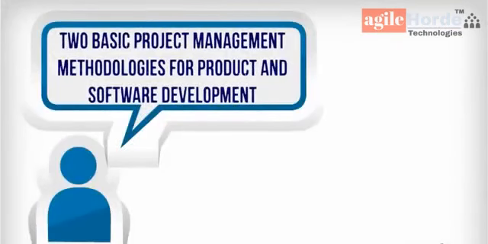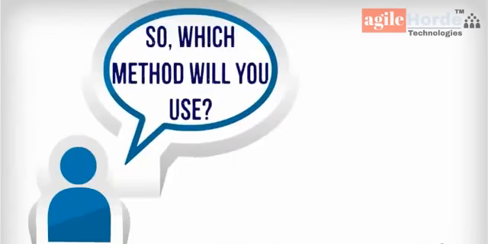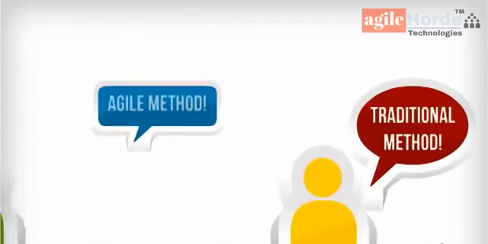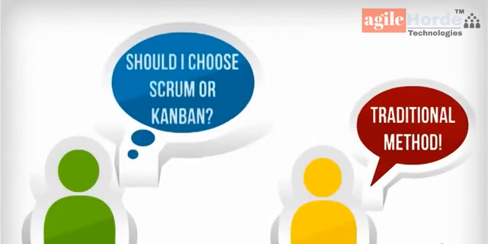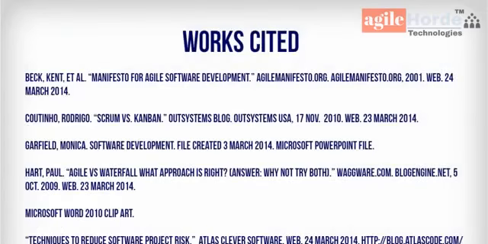Today, we reviewed the 2 basic project management methodologies for product and software development, the traditional and the Agile methods. Additionally, we looked at 2 sub-approaches within the Agile framework, the Scrum and the Kanban methods. Hopefully the knowledge provided today will help you choose the best methodology for your projects going forward.